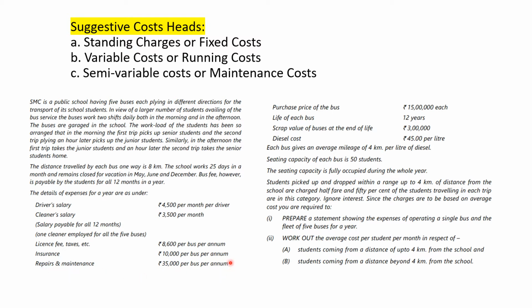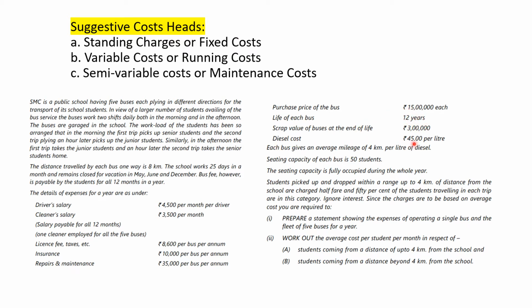This is also, as per the information given, almost fixed in nature. Purchase price of the bus, 15 lakhs each. Life of each bus, 12 years. Scrap value of buses at the end of the life is 3 lakhs. So this is again fixed in nature. Life of the bus is 12 years, and after scrap value, the cost is 15 minus 3, 12 lakhs, which is the total depreciation for 12 years. So this is again fixed in nature.